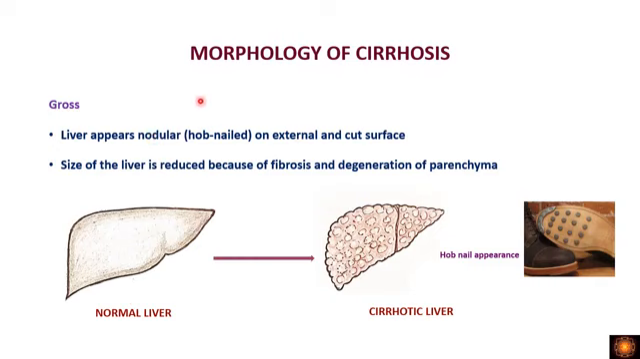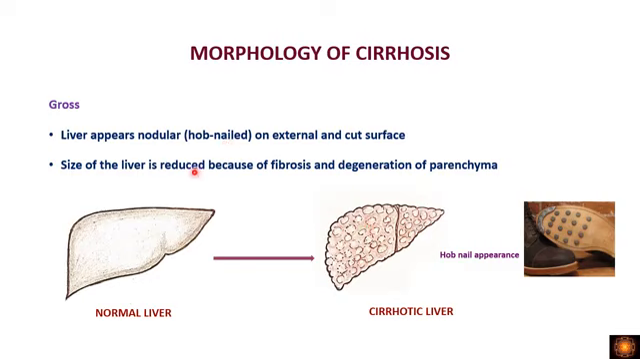Now coming to the morphology of cirrhosis, grossly the liver appears nodular, it has a nodular surface, and they also call it a hobnailed appearance. Hobnails are the nails used at the bottom of shoes to have a firm grip. These nails have large heads, so a knobbed appearance is present. Similarly, in the liver also we have a knobbed appearance on the surface, so they use the term hobnailed surface.